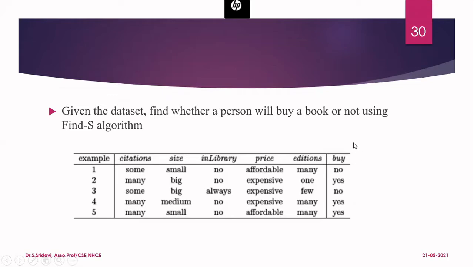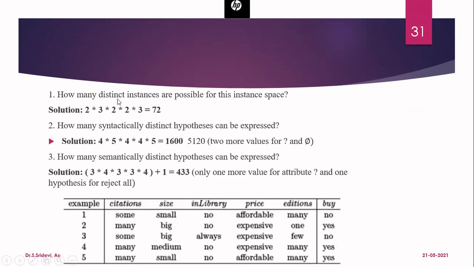Whenever an example is given, the output column will also be given to you along with the input features. Now, what is our aim? We have to find the hypothesis. The first question is, how many distinct instances are possible for this instance space? To find this, count how many attributes there are. You don't count the final attribute, because that is the target you want to predict. Just leave it and consider only the remaining attributes.